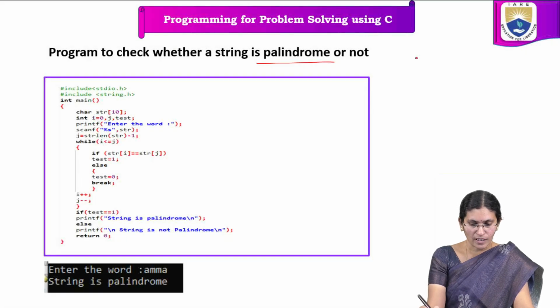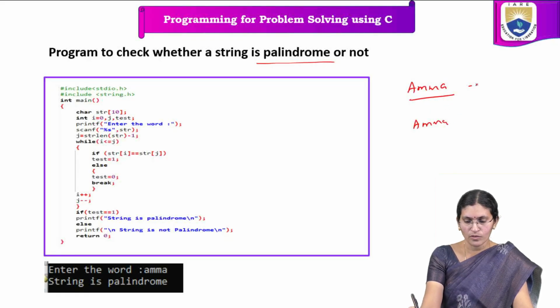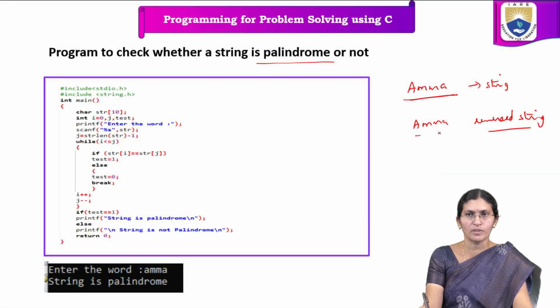Suppose we have this string here. If we read the string from backwards also, it will read the same. So this is the string and this one is the reverse string. If you reverse it, you will get the same string. If you read the string forward as well as backward, it reads the same. Therefore this string is called a palindrome string.